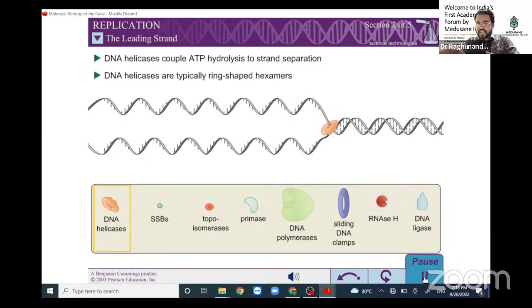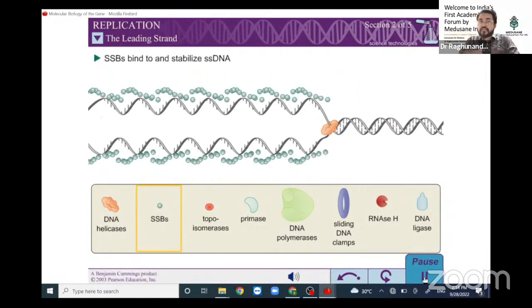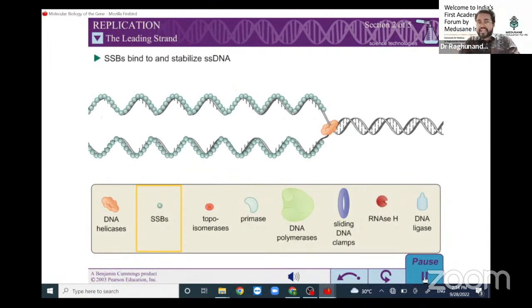Once it separates your strand, you get two single-stranded DNA. If you have two single-stranded DNA, there is a chance of them clubbing together again, since DNA is double-stranded and they can come and attach together. In order to prevent that attachment of the single-stranded DNA which are formed, you have the single-stranded binding protein. It attaches to all the single-stranded DNA and prevents them from getting recoiled.